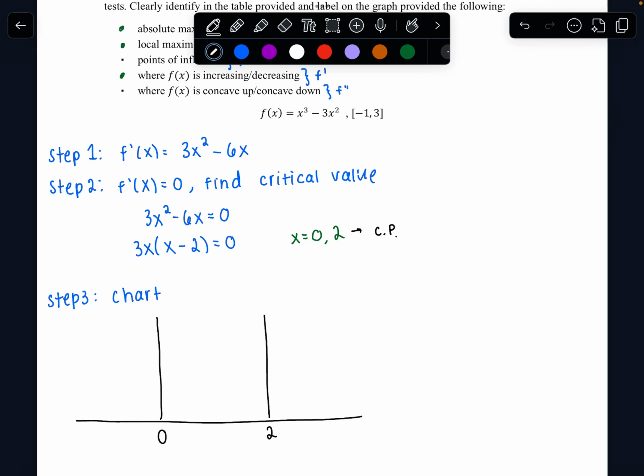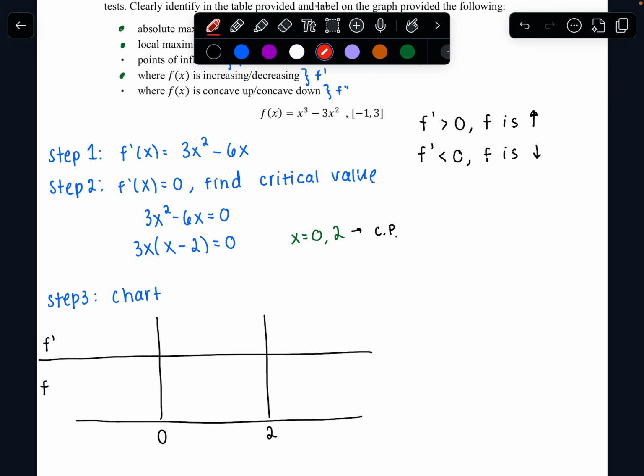Okay? Because these are the 2 places where the derivative is equal to 0. That means everywhere else the derivative is either positive or negative. Okay, and remember, the derivative, when it's positive, that means f is increasing. When the derivative is negative, f is decreasing. That's why we need this, okay? So we're going to see what's happening on the derivative to see what's happening on f, okay?